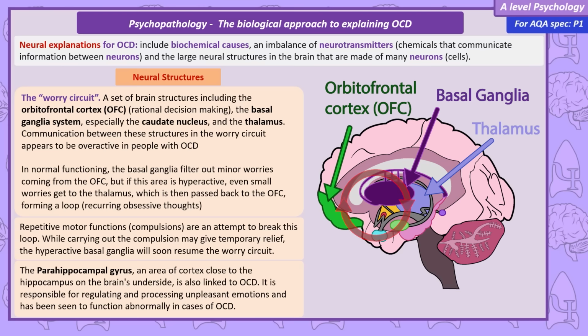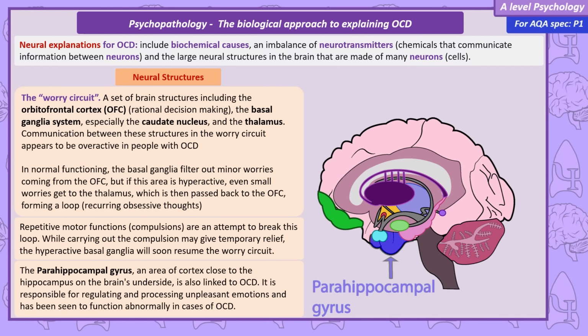There is another brain area that's linked to OCD called the parahippocampal gyrus. It's an area of cortex on the underside of the brain, close to the hippocampus. It's responsible for regulating and processing unpleasant emotions, and has been seen to function abnormally in cases of OCD.